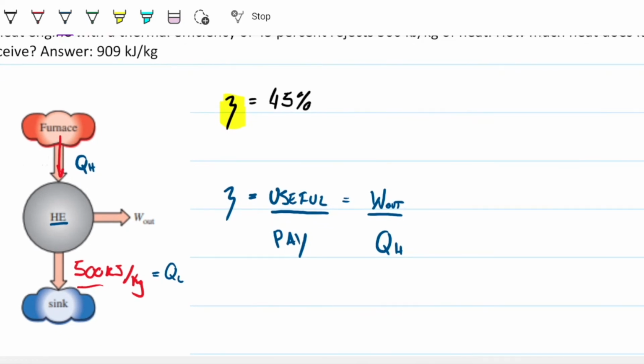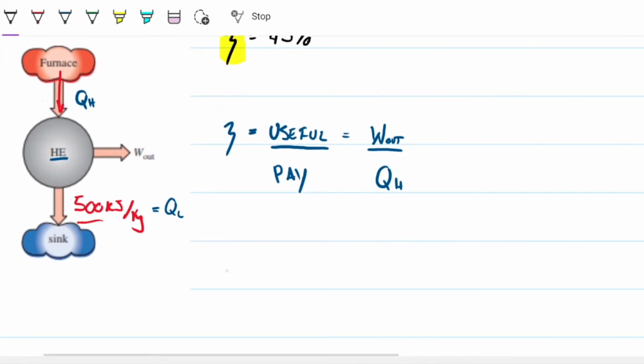But we can apply the first law of thermodynamics here. We can do a little energy balance on our heat engine. So if I do an energy balance on the heat engine, this is my control volume here. We see that all the energy going in and coming out has to be balanced out. So what's going in?